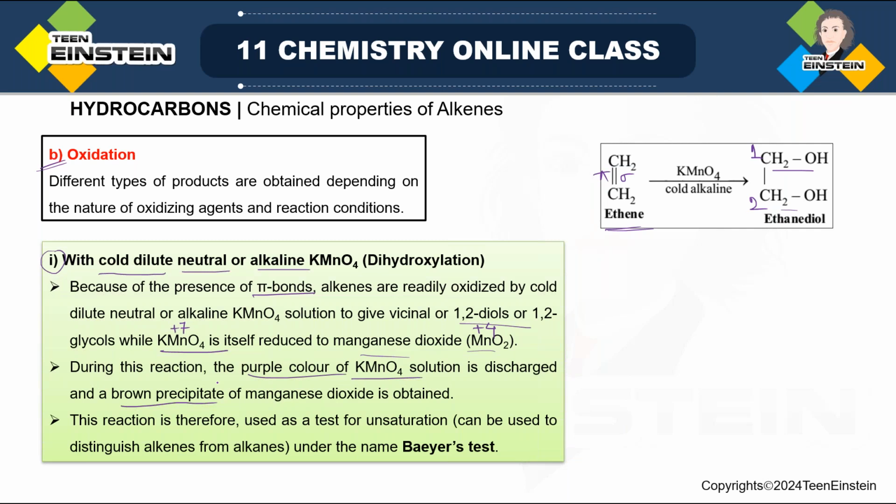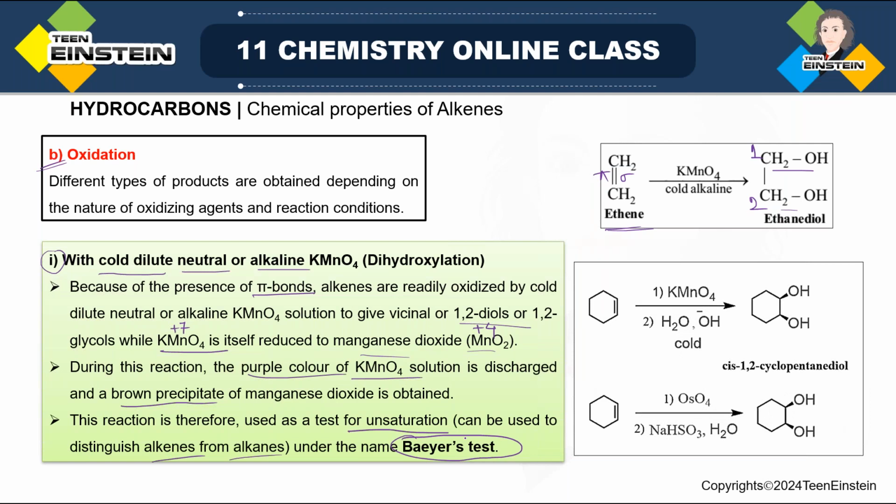In case KMnO4 did not have any color, it would not be possible for us to understand whether the reaction is actually happening or not. But because of this specific color, we can easily understand. So you can use this test for unsaturation detection, to distinguish alkenes from alkanes, and it is also known by this name, Baeyer's test.